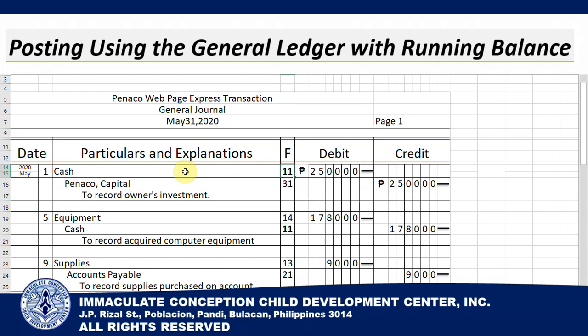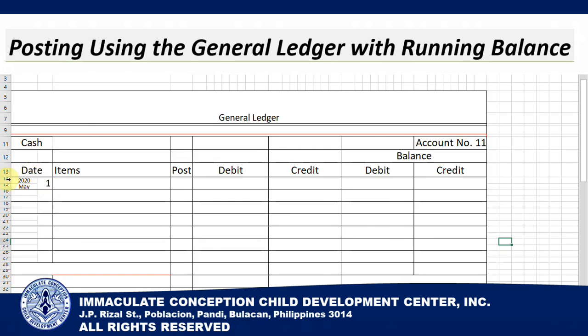But before that, we need to transfer first the first date for the cash account title, and that is 2020 May 1. So it's May 1, 2020. I also already put the titles for each column. So we have here date, items, post, debit, credit, and debit balance and credit balance. And also the account title that we are going to post. So that is cash, and the account number for cash is 11.